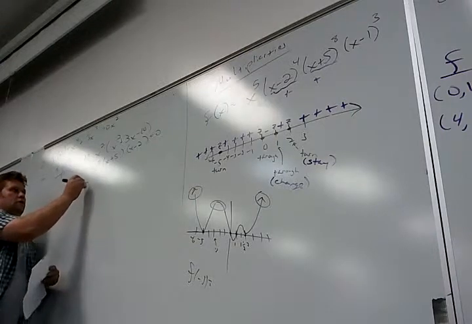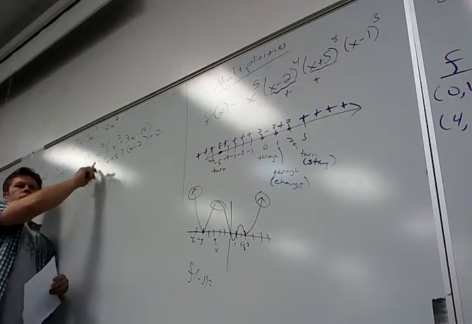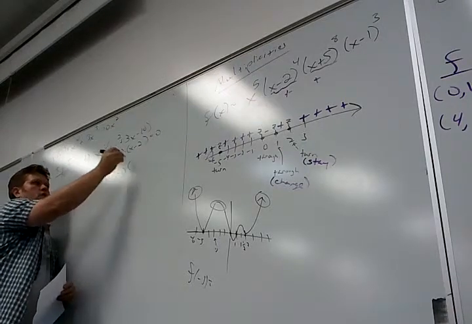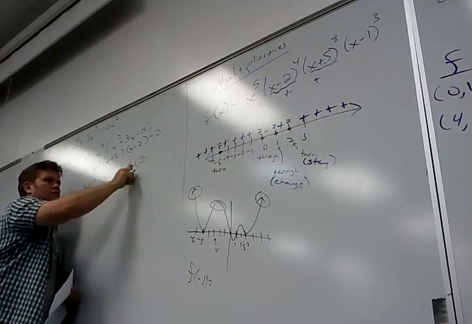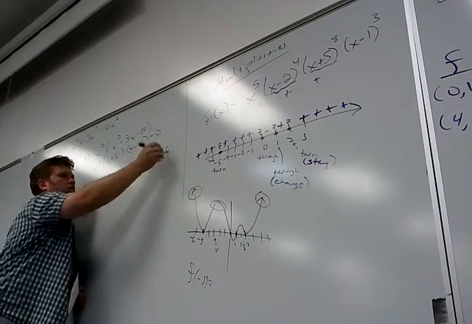So here, what x-intercepts do I get? 0, 0. Good. 2. You do it, Jeff. Negative 5, 0, and 2, 0.